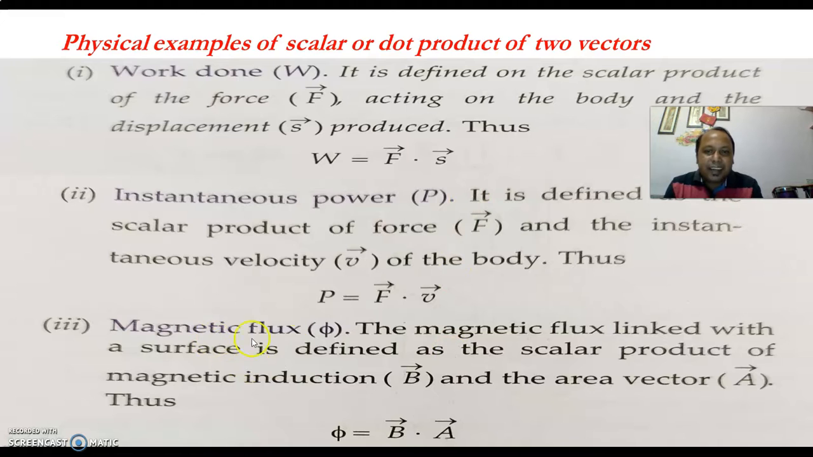Now magnetic flux. You must have studied magnetic lines of force in class 10th. Magnetic flux is a physical quantity which gives the measure of the number of magnetic lines of force which pass perpendicularly through a surface. The detailed way you will study in class 12. This magnetic flux is represented by phi. It is also given by the dot product of the magnetic field and the area, B dot A. So I think this is also clear to you. These are only three examples of dot product.